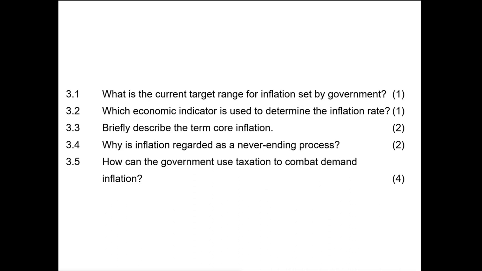Question 3.3. Briefly describe the term core inflation. So what is required here is a definition for 2 marks of what the term core inflation means or what it is. Any sentence to describe or define the concept core inflation.